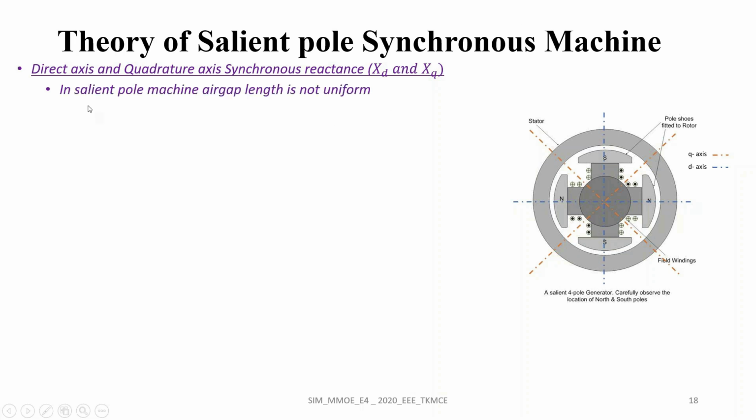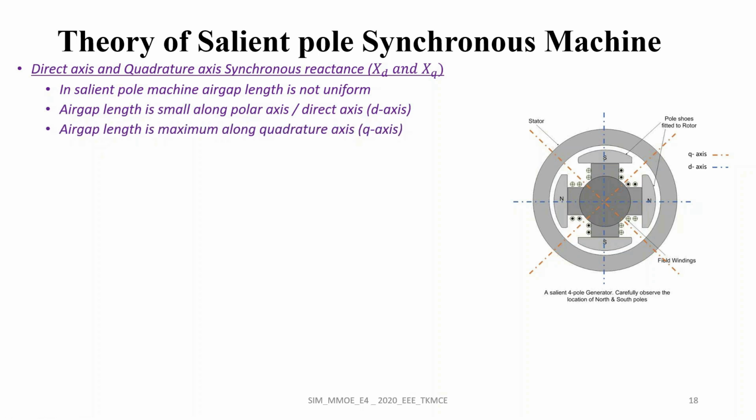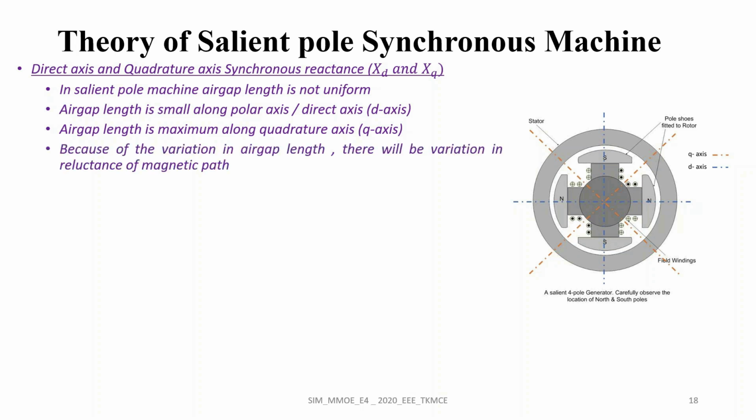So we know, as we discussed, in a salient pole machine the air gap length is not uniform. Air gap length is small along the polar axis or direct axis. Air gap length is maximum along the quadrature axis, that is the Q axis. Because of the variation of air gap length, there will be variation in reluctance of the magnetic path.